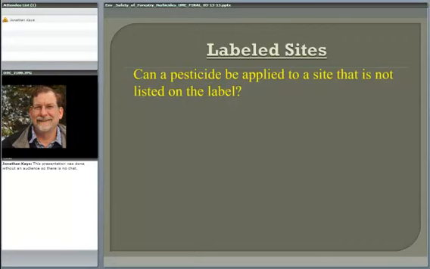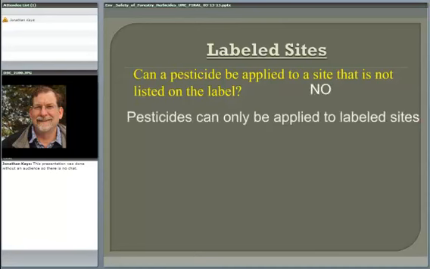So the answer is, can it be applied to a site that's not on the label? And the answer to that question is, of course, no. Pesticide can only be applied to labeled sites. So if it says forest only on the label, they can only apply to sites that are forests, not to agriculture. That would require a different designation, and the reason for that is that the research and the testing that is done on these things have been addressed to those specific sites.